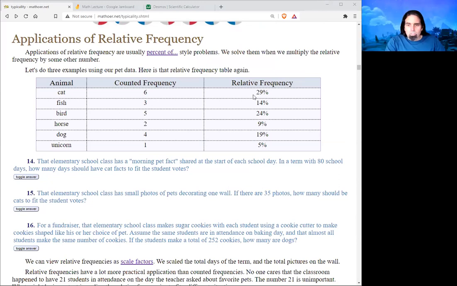Once we have the relative frequency, we can use it in word problems. No one really cares that there were 21 students counted that attended class that day. We care about 29%, not that 6 students wanted cats that one particular morning. So maybe the term has 80 school days. If we have morning pet facts, how many of those 80 days should have cat facts?